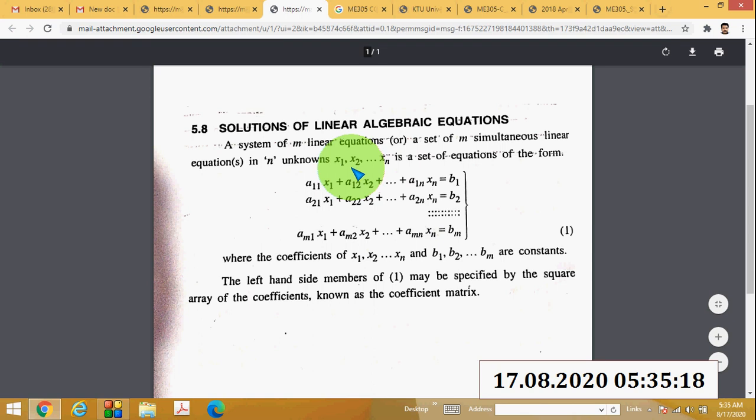The system of m linear equations, or a set of m simultaneous linear equations in n unknowns x1, x2, x3 etc., is a set of equations of the form a11 x1 plus a12 x2 plus etc. Here a11, a12, a1n are called the coefficients of x1, x2 etc., and b1, b2 etc. are called the constants.